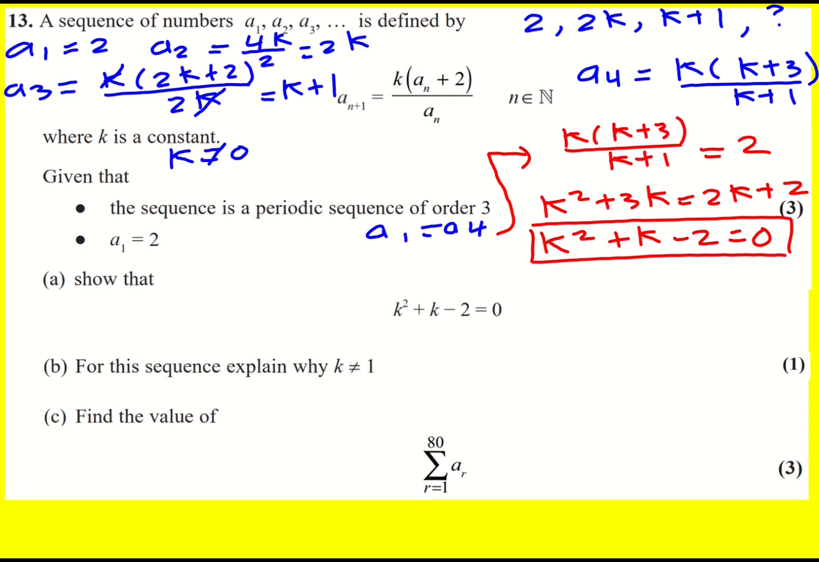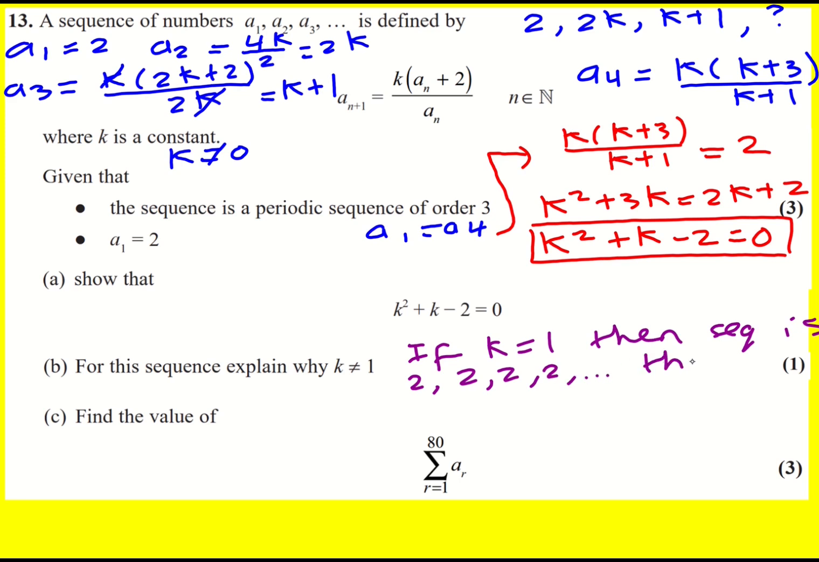In part B, we're asked to explain why for this sequence k is not equal to 1, which in fact is a solution to the quadratic. We'll see this in a minute. So what happens if k is 1? Then the sequence becomes 2 followed by 2 followed by 2. It's actually 2 forever. And this is actually periodic of order 1.